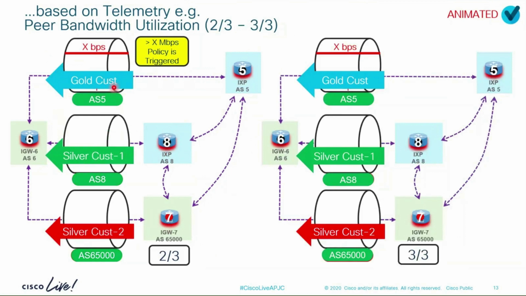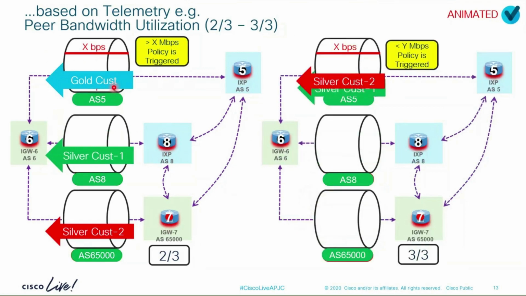And then, after this gold customer traffic finishes its flow, the direct peer link is available. You would like to have the policy that makes the other silver customer traffic go back to this direct link. It is using the lower threshold policy. Right, so this is based on the telemetry.